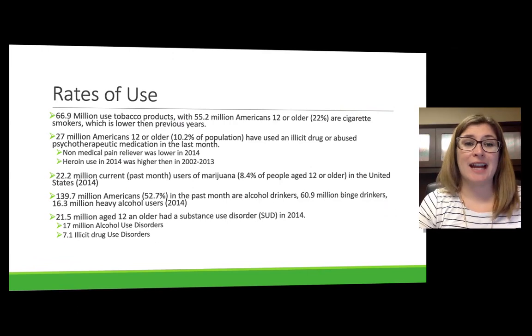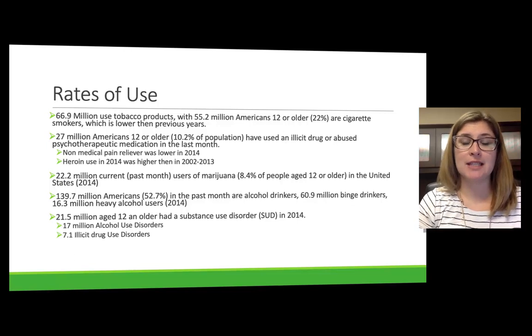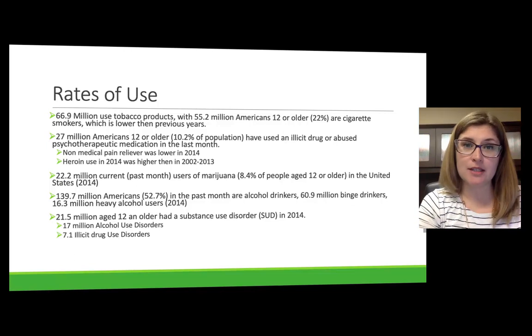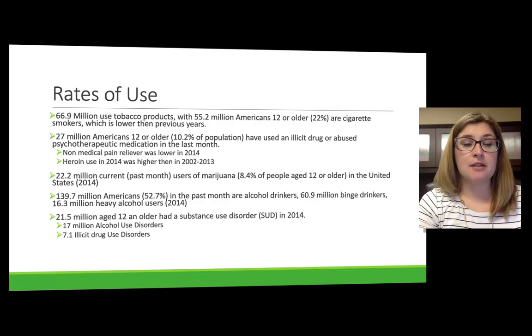The most current research we have right now is actually from 2014, as the data for 2017 and 2018 has not been completely compiled yet. So for 2014, we've seen that there's 66.9 million tobacco users, and those are broken down into all the different types of tobacco products, with 55.2 million Americans 12 years and older being cigarette smokers, which is actually a little bit lower than the previous years of 2002 to 2013. And then we also have 27 million 12 or older who have used illicit drugs or abused different psychotherapeutic medication within the last month.